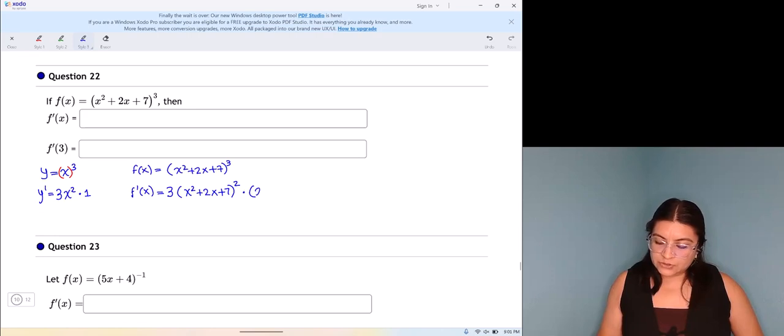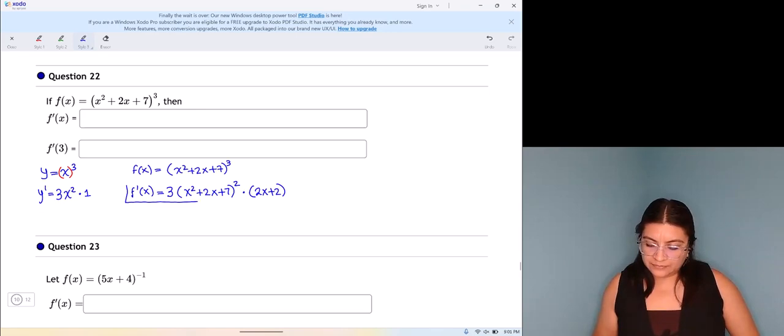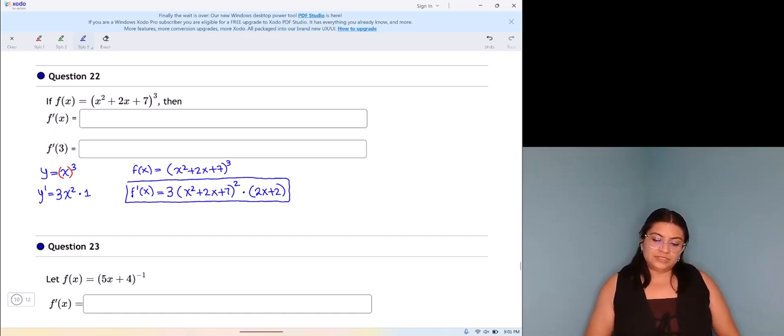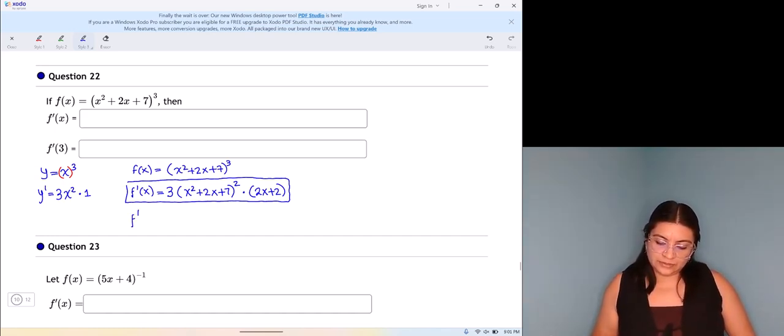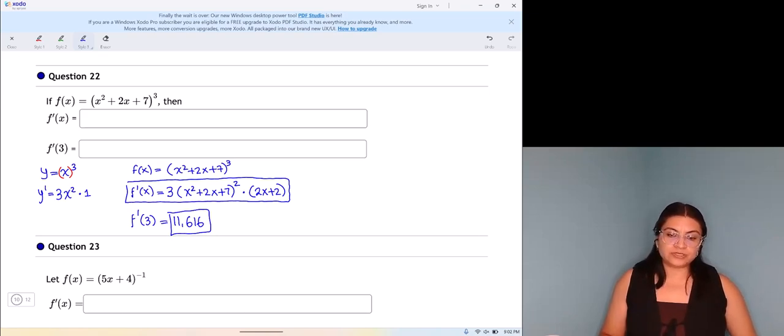The derivative is 2x plus 2. And so this is our derivative. The second question is just asking to find the derivative at 3. So wherever you see x in the derivative, plug in 3, and you get 11,616. This question comes from a group of questions, so maybe your number 22 is different from my 22, so please practice the other ones. That way you get more practice on the chain rule.